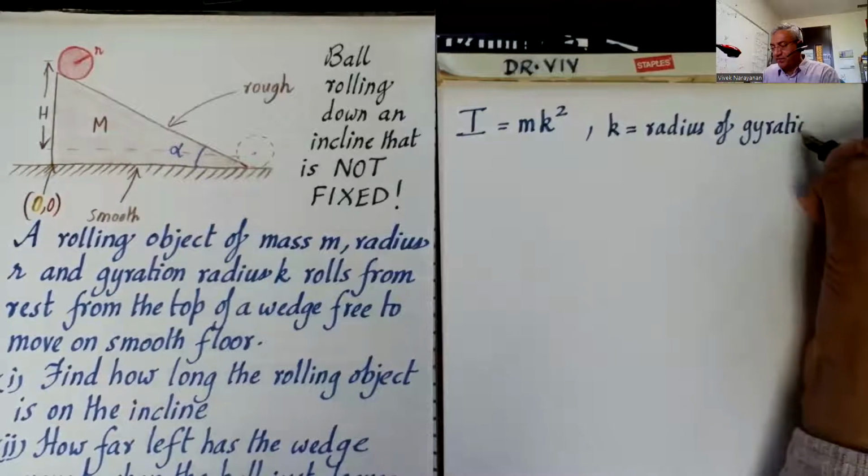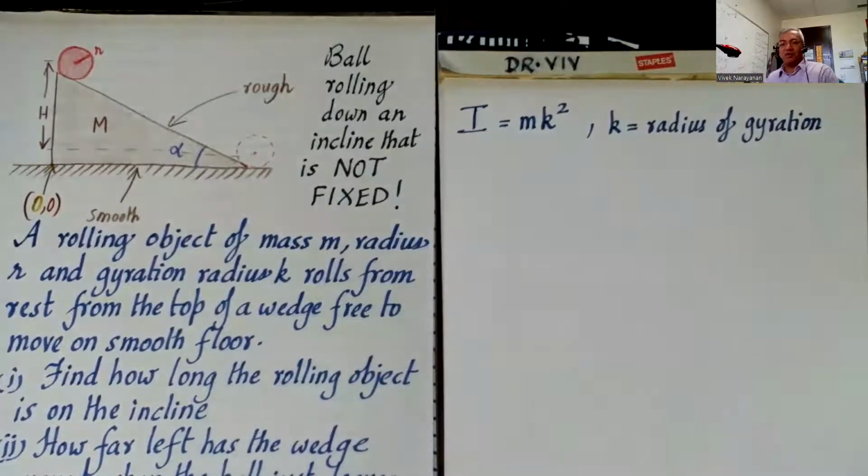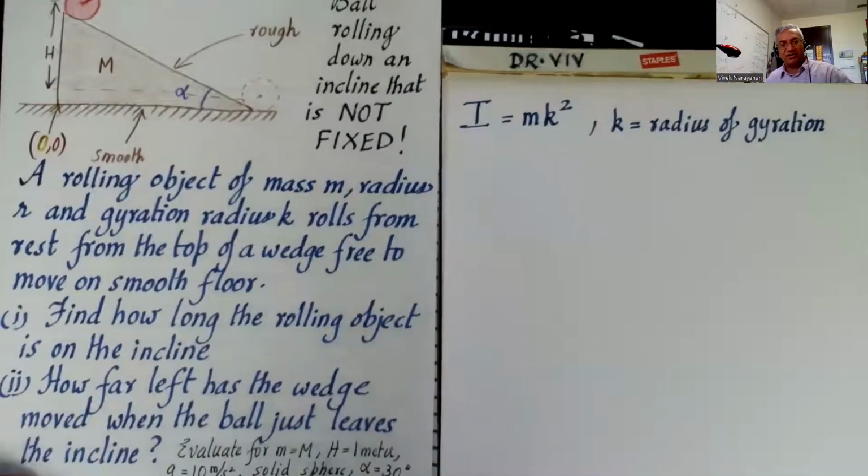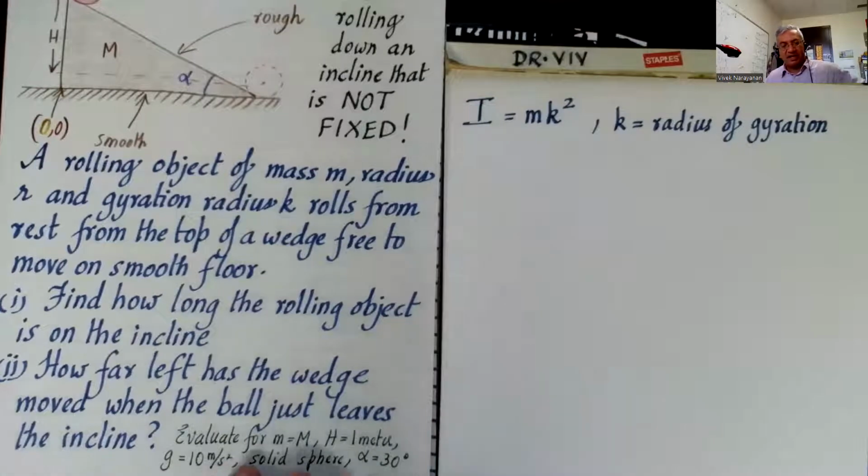Engineers have listed the radius of gyration for different objects. Typically, it's going to be some fraction of the actual radius of the object. So in this case, k will be some fraction of r. At the end, we'll specialize to a specific example. I'll take m to be capital M, h to be 1 meter, g to be 10 meters per second squared, alpha to be 30 degrees, and the object that's rolling to be a solid sphere. So in this manner, we can really see what the radius of gyration is for this problem.